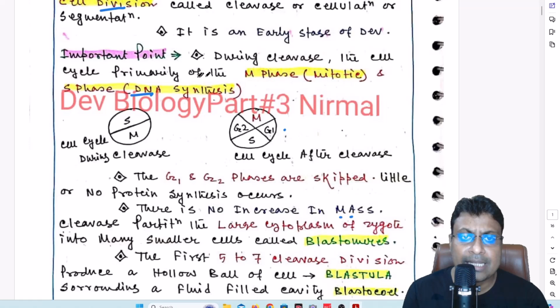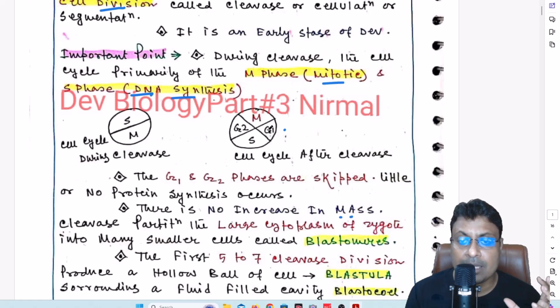During cleavage, the cell cycle consists primarily of the M phase and the S phase. That means only division and DNA synthesis can be seen during cleavage, and no G1 and G2 phase can be seen. The cell shows two types of phase, the interphase and the mitotic phase. The mitotic phase is the normal division, and interphase is the preparatory phase of mitotic cell division. In interphase there are three subphases, G1, G2 and the S phase. In G1 and G2 the growth of the cell can be seen, and in S phase DNA synthesis occurs, because mitosis is a type of equational cell division.